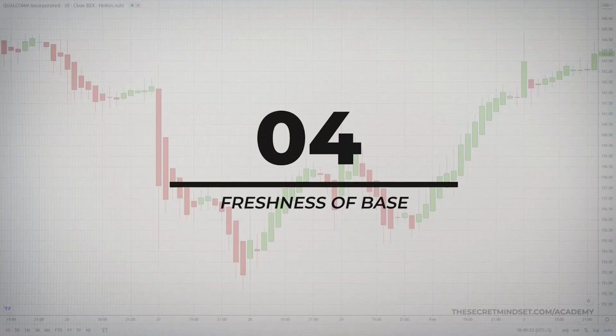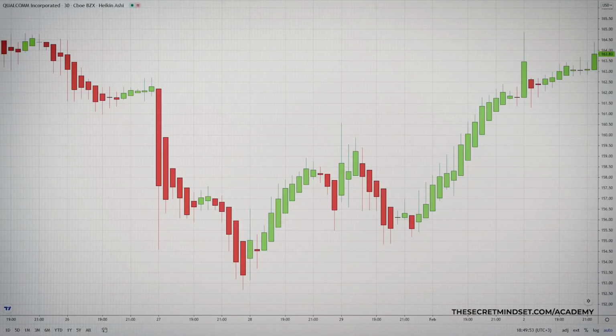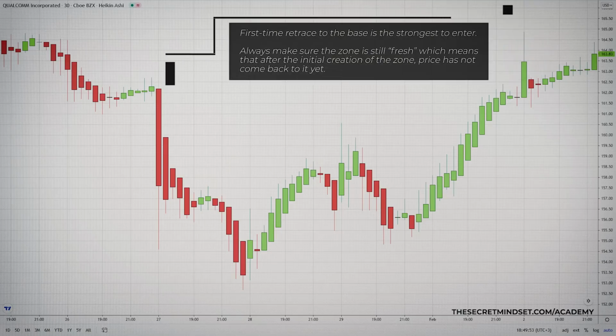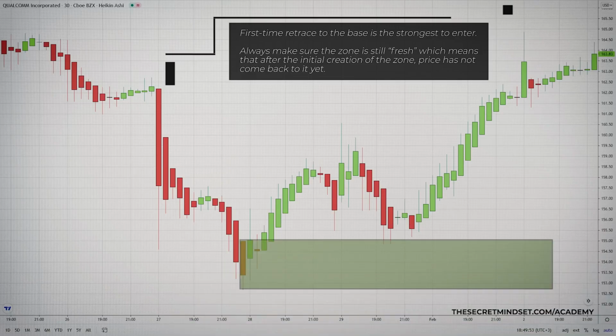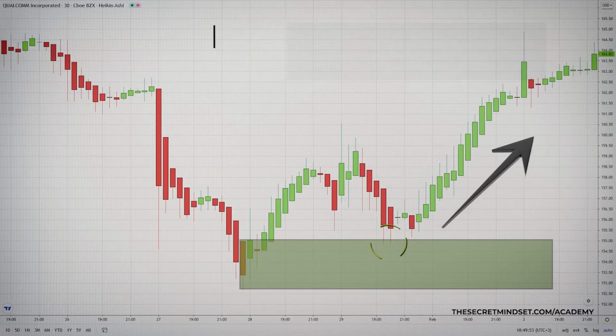Number 4. Freshness of base. Number 1 rule in supply and demand trading: first time retrace to the base is the strongest to enter. If you trade supply areas, always make sure the zone is still fresh, which means that after the initial creation of the zone, price has not come back to it yet.